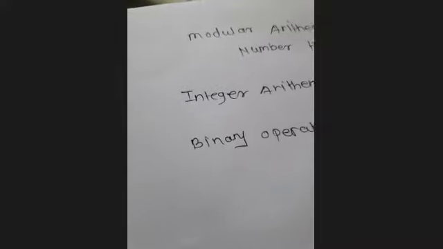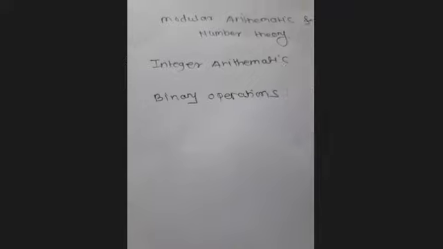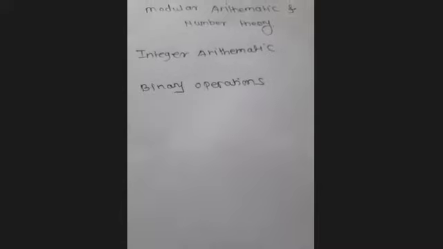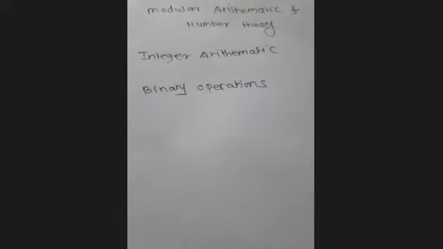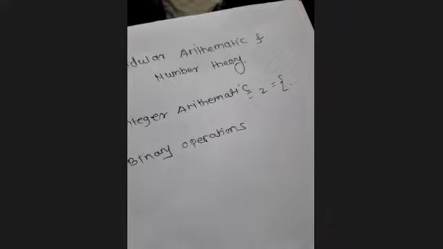Integer arithmetic and the binary operation. Now what is this integer arithmetic? Basically it is used to create some of the background for modular arithmetic, like the set of integer numbers which will be represented by a single alphabet. Simply we can say that Z is equal to the set of integers. So it will be either -3, -2, -1, 0, 1, 2, 3, like this. Simply a set of integers.